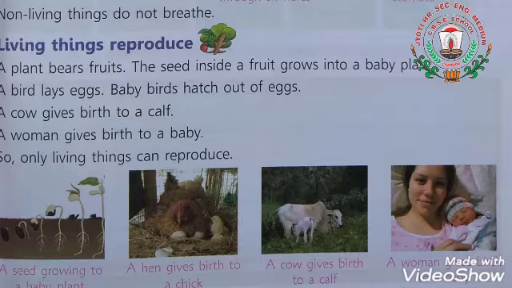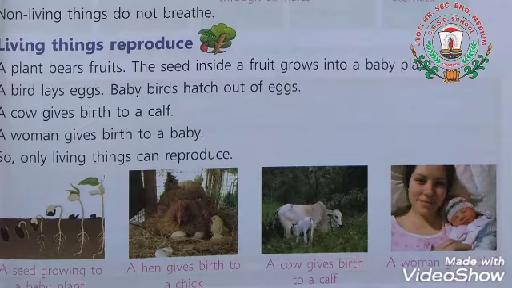Plants bear fruits. The seed inside a fruit grows into a baby plant. A bird lays eggs. Baby birds hatch out of eggs. A cow gives birth to a calf. A woman gives birth to a baby. So only living things can reproduce. All living things reproduce. This means they give birth to young ones. Giving birth to young ones is called reproduction.